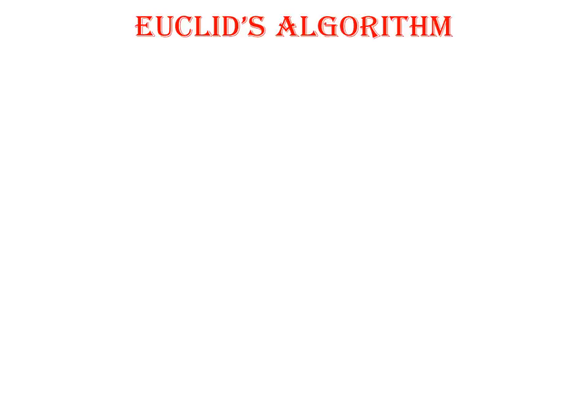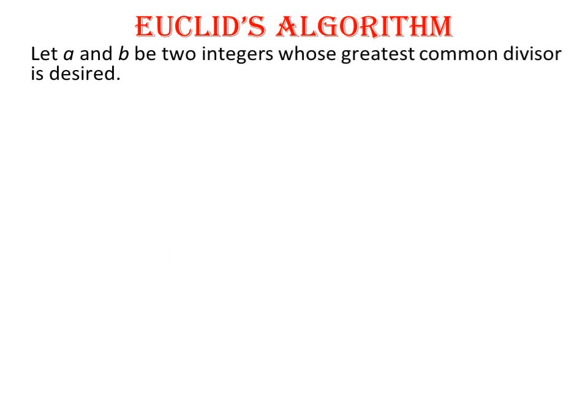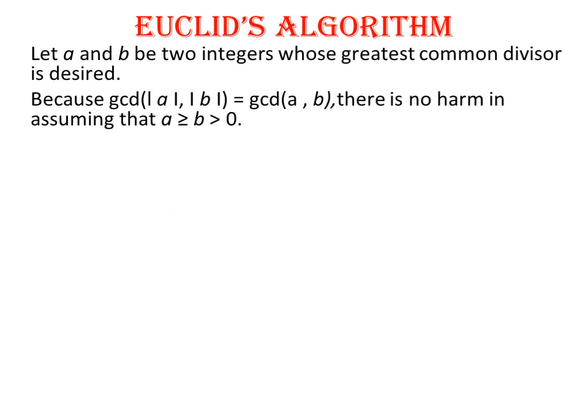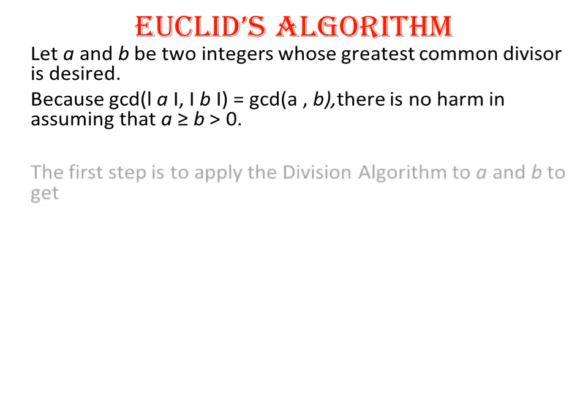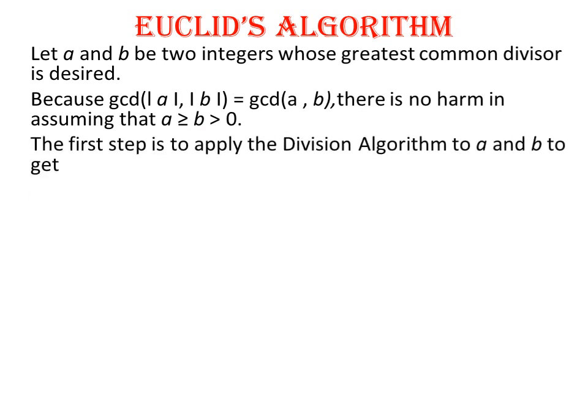Let us see what Euclid's algorithm is. Let a and b be the two integers whose GCD we want to calculate. As we have seen, GCD of a and b is the same as GCD of mod a and mod b. Therefore, there is no harm in assuming that both a and b are positive integers. One more added condition here, we will assume a is greater than or equal to b. Now we will apply the division algorithm to these integers a and b to find unique integers q1 and r1, which are nothing but the quotient and remainder, which hold this condition.